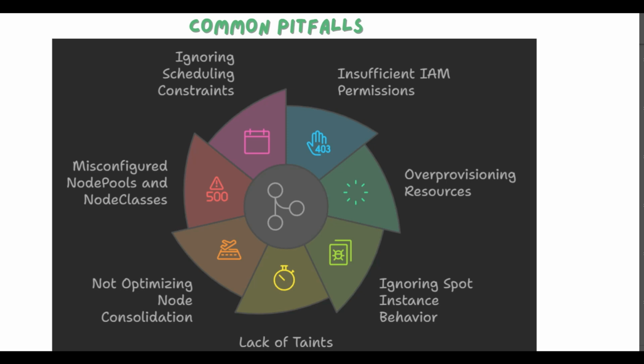Number seven, ignoring scheduling constraints. Finally, users often forget to account for pod level scheduling constraints like affinities, node selectors, topology spread, very important. This can lead to pods remaining unschedulable even when nodes are available. So you should review and align your pod specifications with Karpenter's node pool and node class configurations.